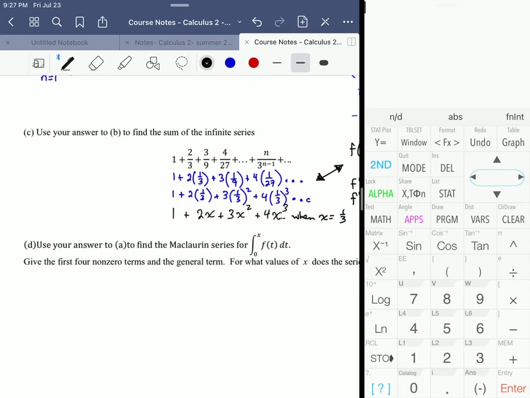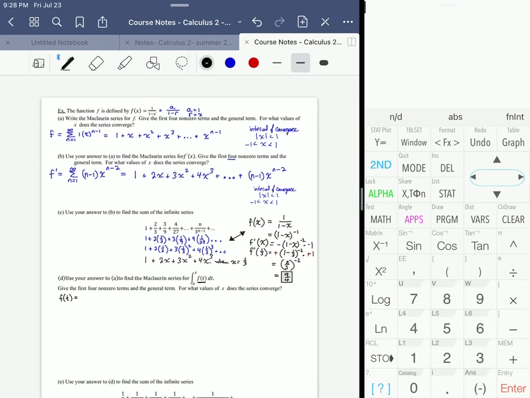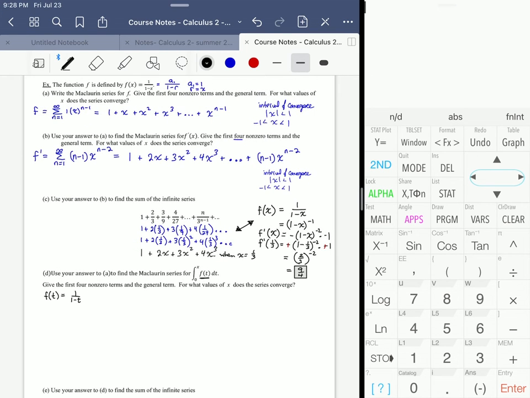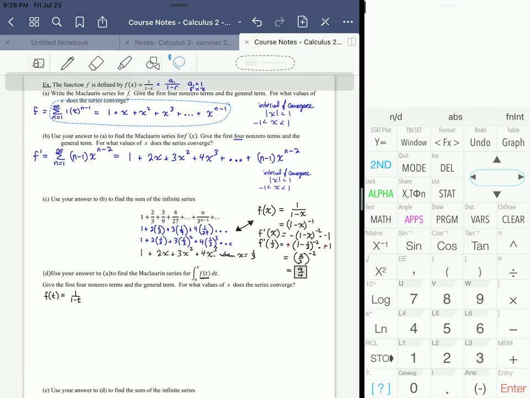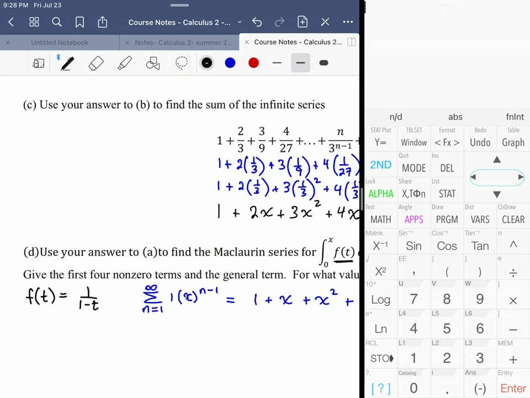The other way, so we're integrating now, but first we have to account for the fact that it's f of t. So instead of 1 over 1 minus x, it's 1 over 1 minus t. All right. But we can take our full-blown expansion and hang on to that. We're just replacing all of the x's with t's.